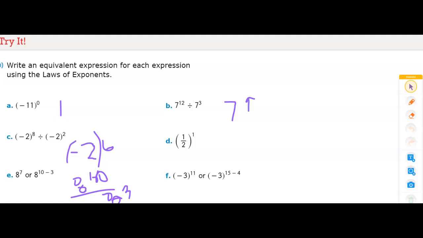Then you have 1/2 to the power of 1. That doesn't equal 1, but when you have an exponent of 1, it just is an identity. So it equals the same number. Then you have negative 3 to the power of 15 divided by negative 3 to the power of 4, or negative 3 to the power of 15 minus 4. So that would simply be negative 3 to the 11th power. That's it.